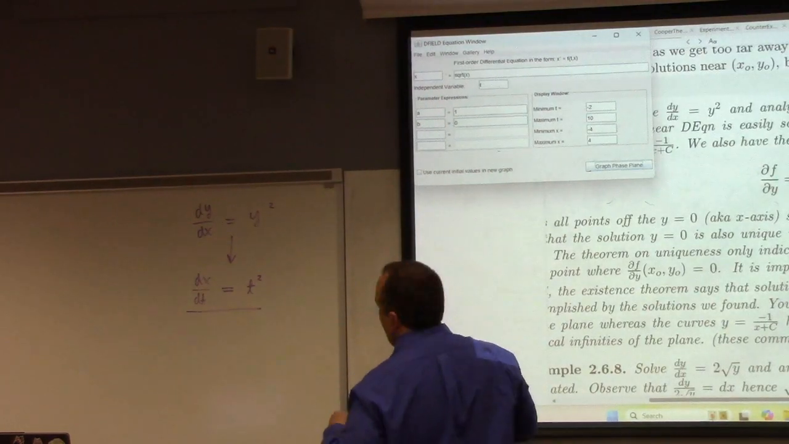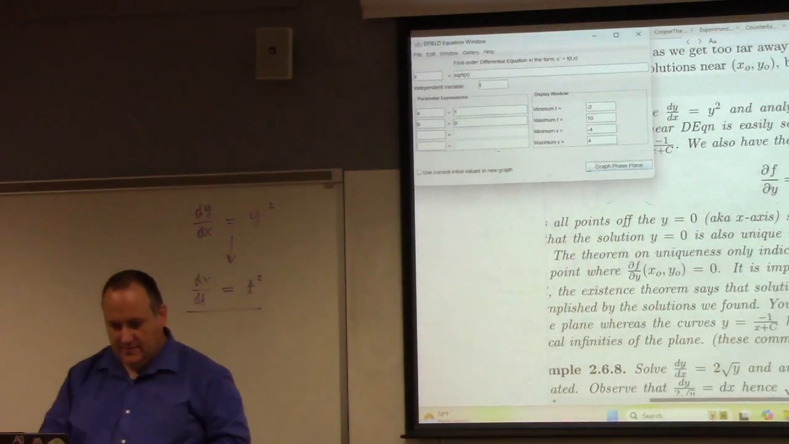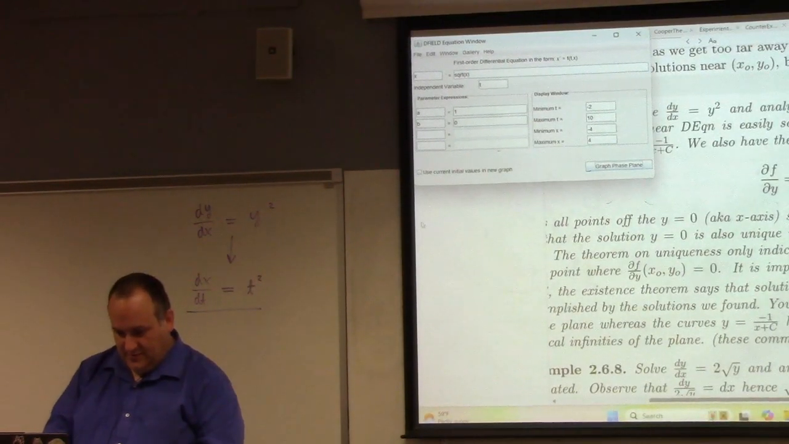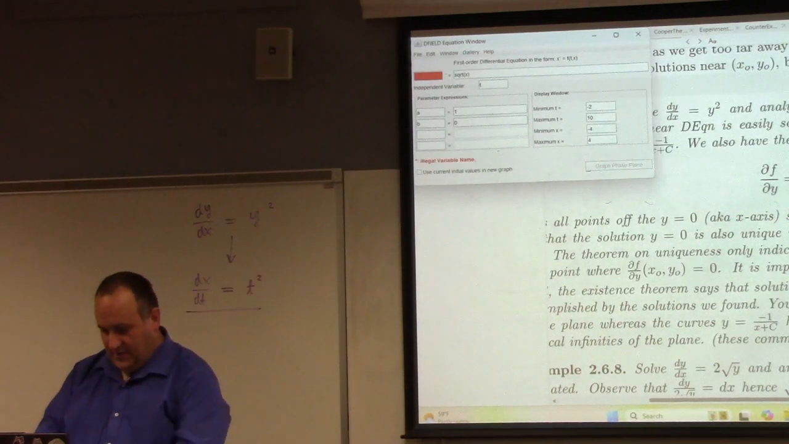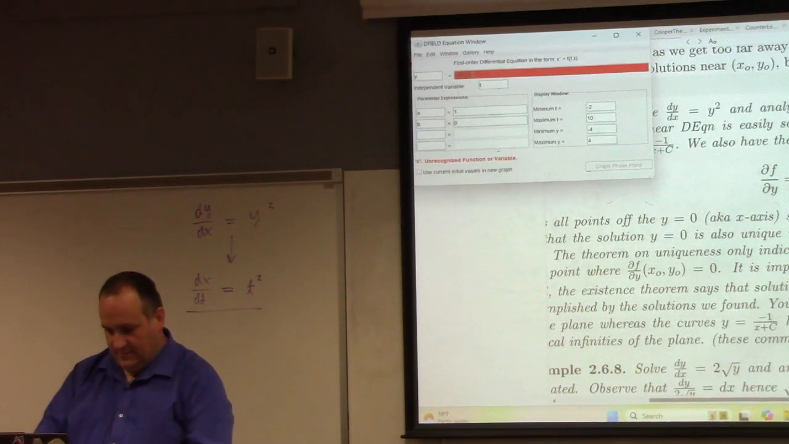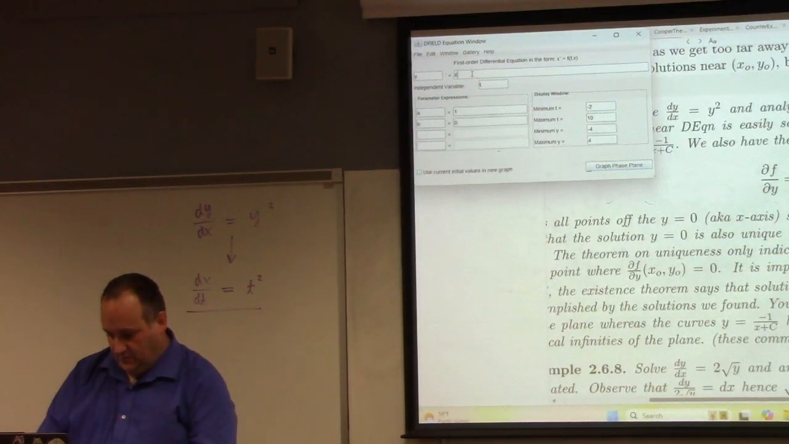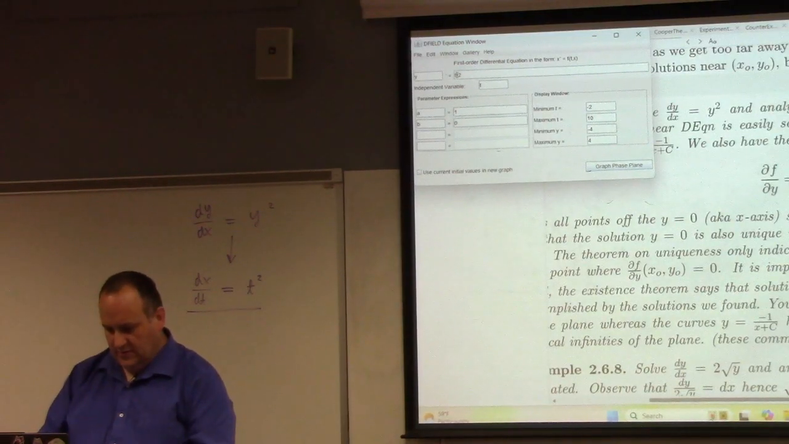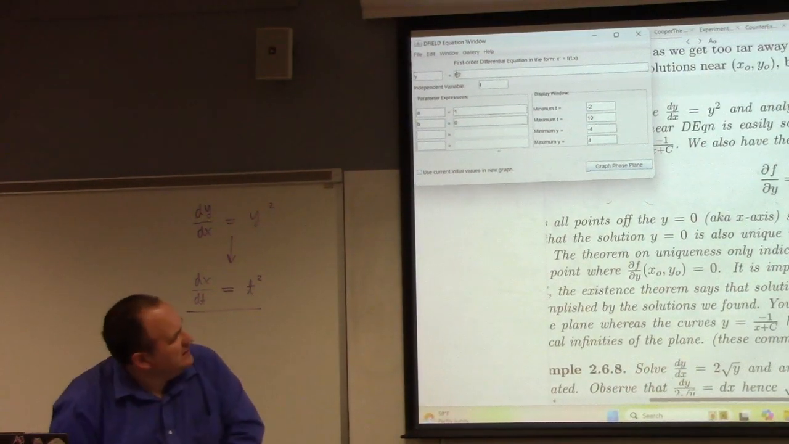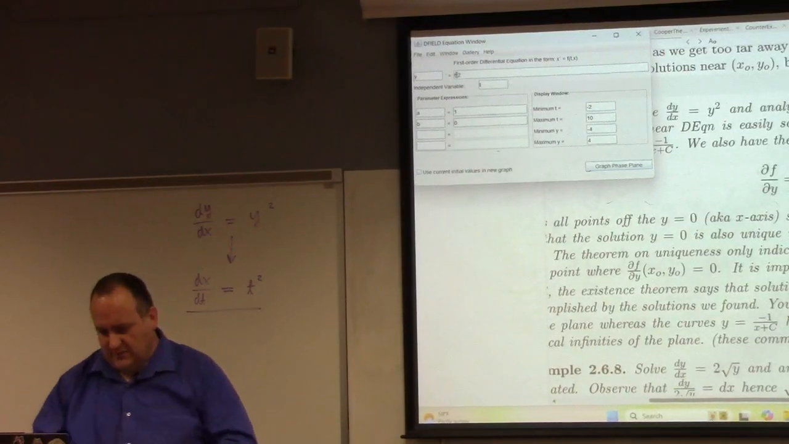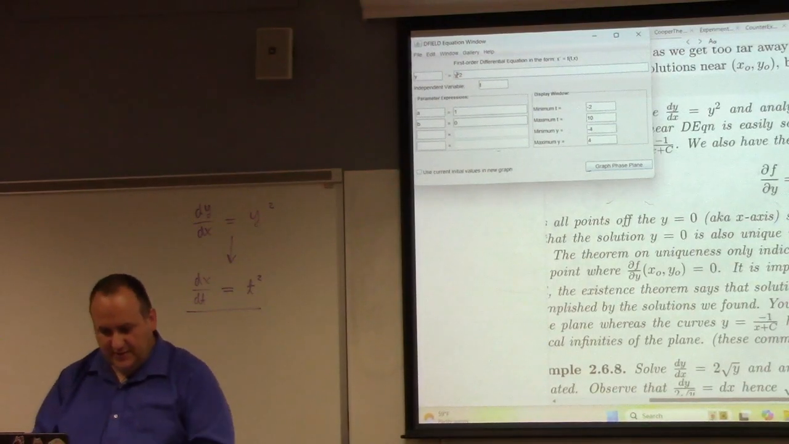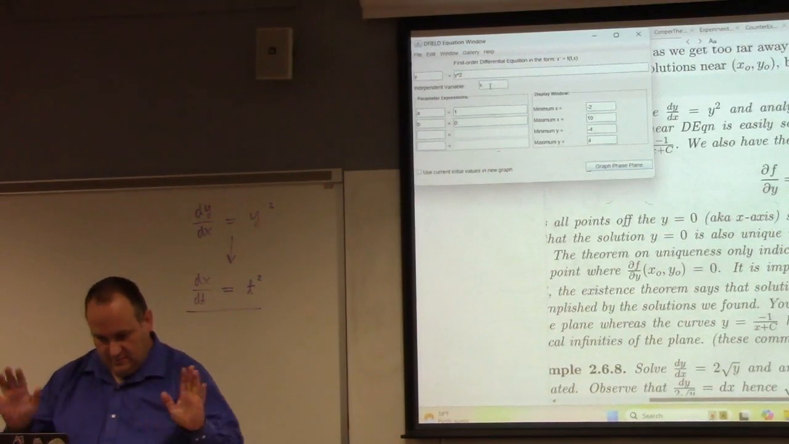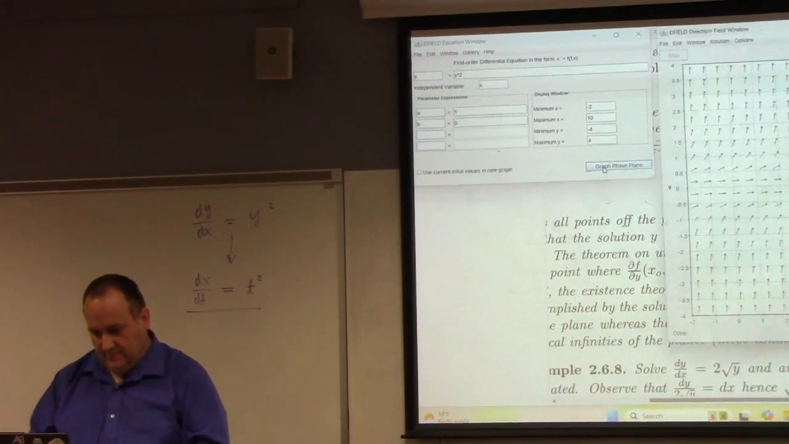But, oh, wait a minute. I'm an idiot. I just noticed. Let's fix it. So I put, come on, cursor, do your job, y prime equals t squared. And our independent variable is t. Wait a minute, but we did what before? We had dy/dx equals y squared. So I'm supposed to put a y here. I'll get it eventually, guys. X, right? All right, graph phase plane.